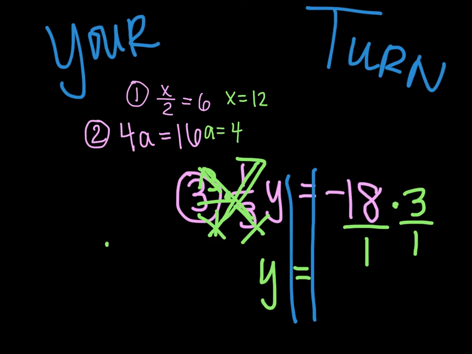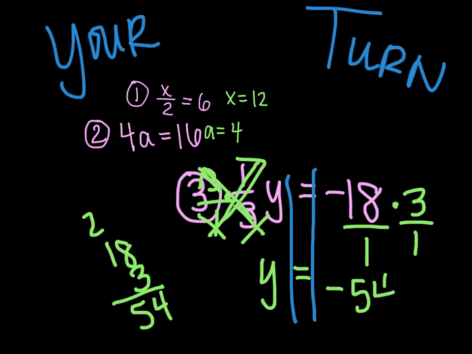And if you don't know how to do that in your head, 3 times 8 is 24, and then 3 times 1 is 3, plus 2 is 5, so 54, and then we have negative times a positive, which is a negative, so negative 54.